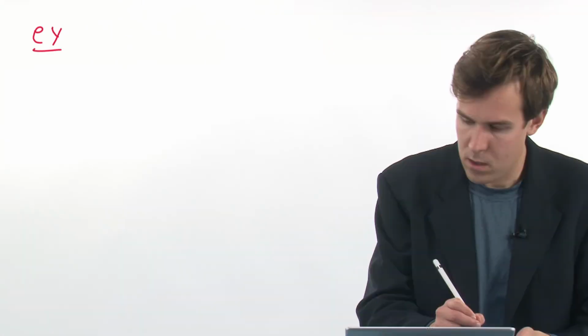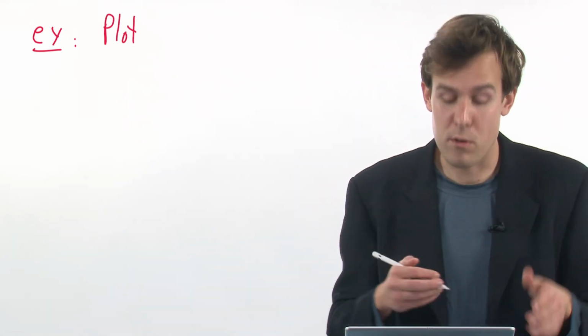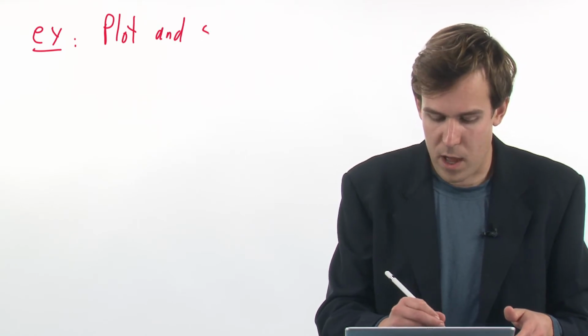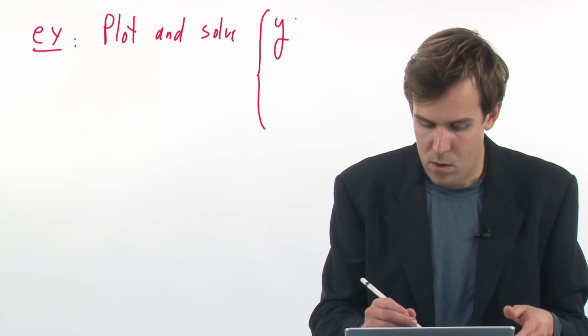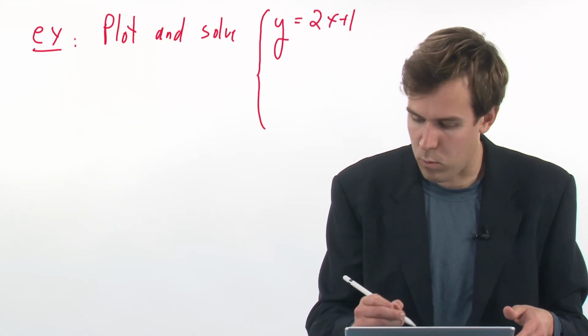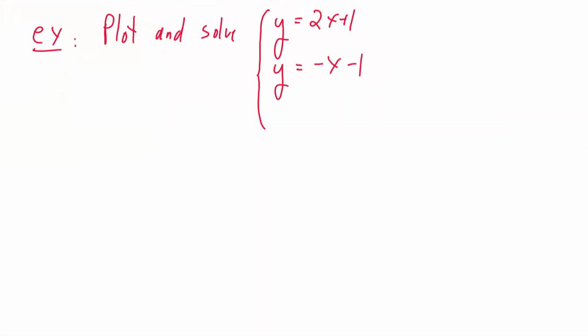So let's look at an example. So I want to plot, because it's always good to plot if you can. It kind of keeps you on the right track. So we'll say plot and solve algebraically the following. y equals 2x plus 1 and y equals minus x minus 1. So let's start with the plot. And of course, this is mainly just a tool for us to help us learn and build intuition, and then also to make sure we're on the right track.